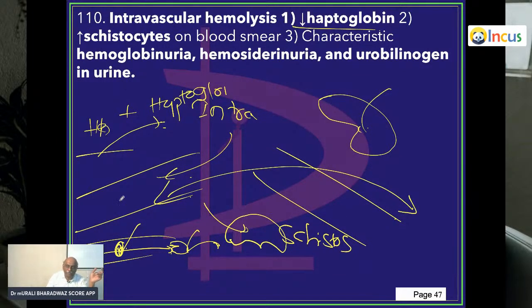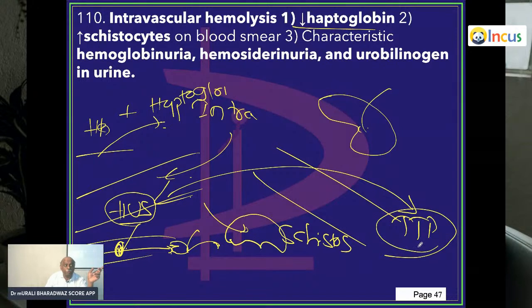One end of the spectrum, you are having hemolytic uremic syndrome. Other end of the spectrum, you have thrombotic thrombocytopenic purpura. We discussed now. All right? Did we or not, Girija?